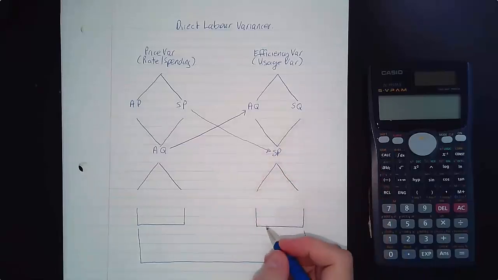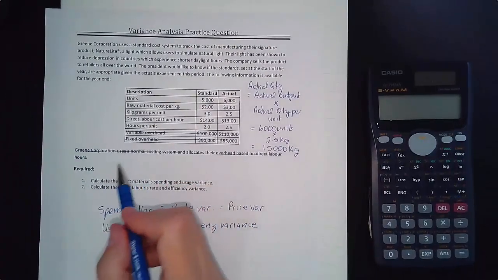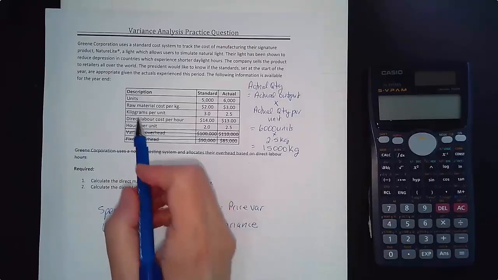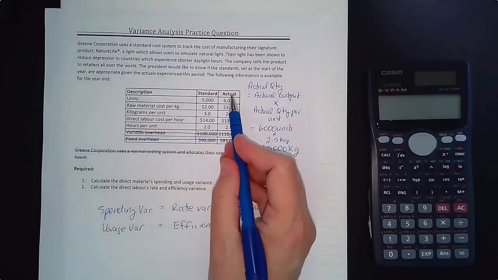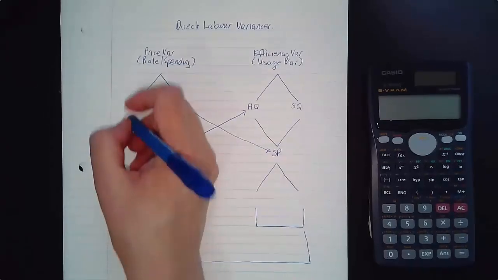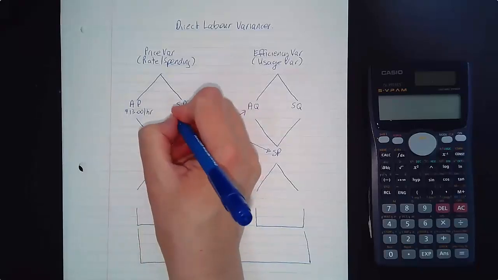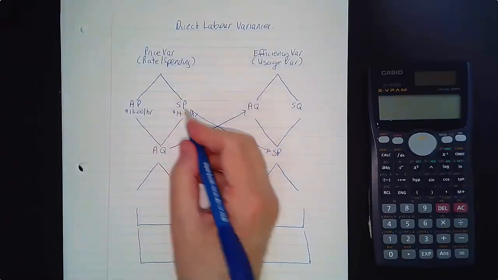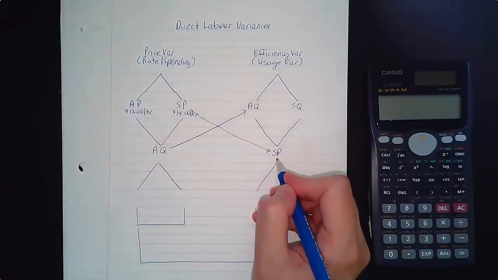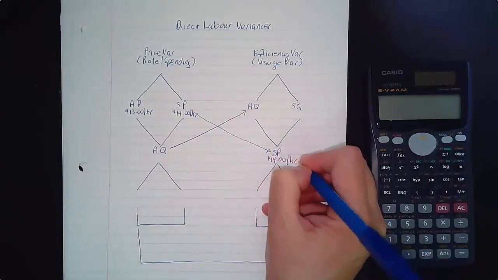Very easy to remember. So now I can fill in the blanks using the information from the question. What is my actual price, the actual rate that I pay my employees? Direct labor cost per hour. $14 is the standard, $13 is the actual. So in my actual price, I'm going to put in $13 per hour. In my standard, I'm going to put in the $14 per hour. I'm going to carry that standard price down to the bottom of the diamond for the efficiency variance. So that is $14 per hour.